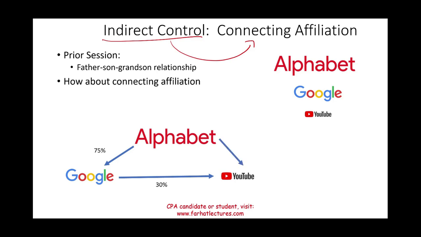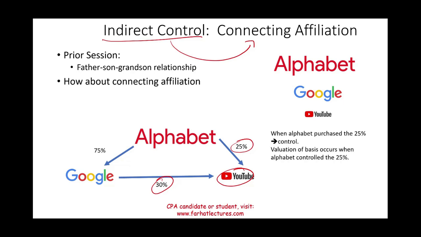How about if Alphabet bought another 25% of YouTube? Now notice what happens here is Alphabet controls 30% through Google, 25% directly. In total, more than 50%. More than 50% means what? Means control. Control means what? It will have to be consolidated. So YouTube is now consolidated. When Alphabet purchased the 25%, that's when the control is established. So the valuation of basis for assets and liabilities occurs when the 25% was purchased, because technically it's 55%.